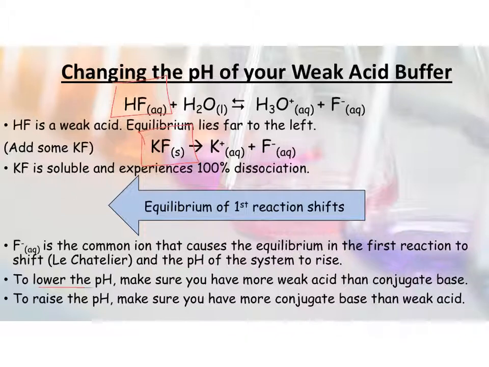So if I want to lower my pH from where my pKa is, I want to add more weak acid than I have conjugate base. If I want to raise my pH, then I need more of the conjugate base than I have of the weak acid.